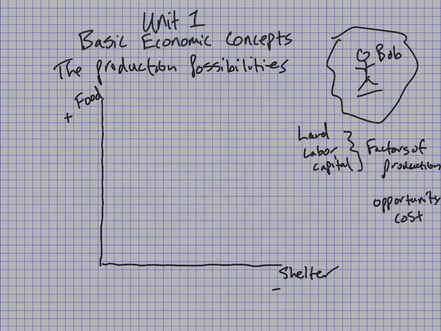So let's say that we decide we're going to take all the time that we have, all the land, all the labor, and all the capital that we have. We're just going to make food. So we take every minute of every day, and we spend all of it on the production of food. So how much food can we produce? Well, we can just make up a number, but let's say we can produce 20 units of food, whatever that is, 20 meals.